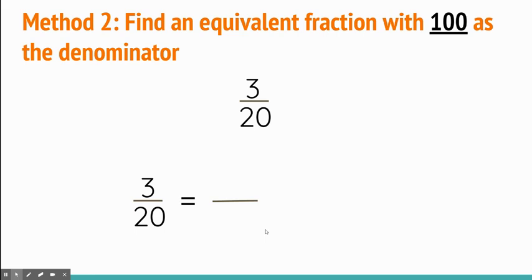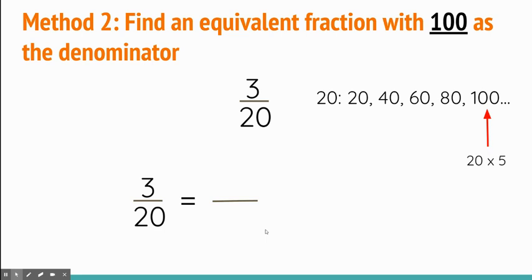Again, we're going to write 3/20 and get everything set up for my equivalent fraction. I'm going to start by listing the multiples of the denominator, because it's the denominator that we want to be 100. So I have 20, 40, 60, 80, and 100. There's 100, and I know I can stop there. I know that 100 is 20 times 5 because I counted 1, 2, 3, 4, 5. So now I have 20 times 5. I'm going to multiply my denominator by 5 to get 100.